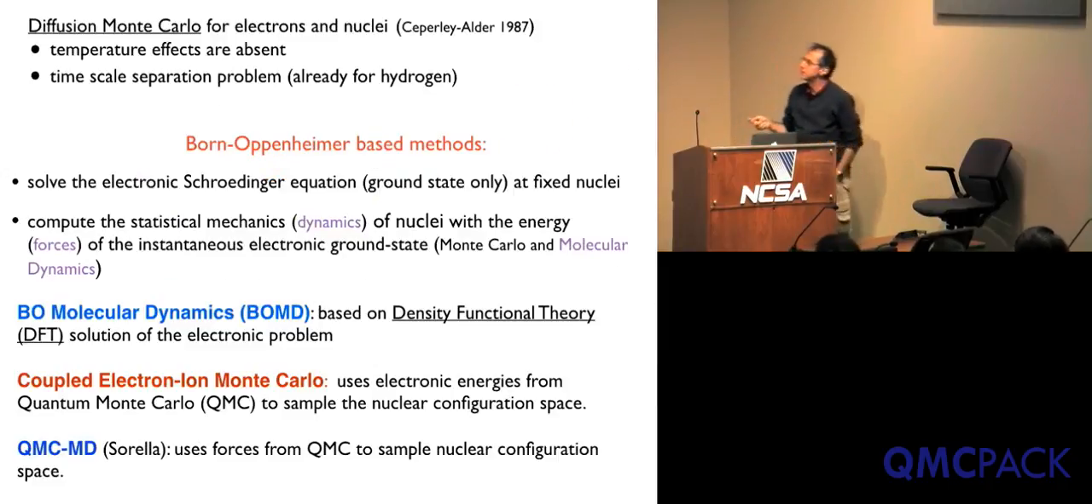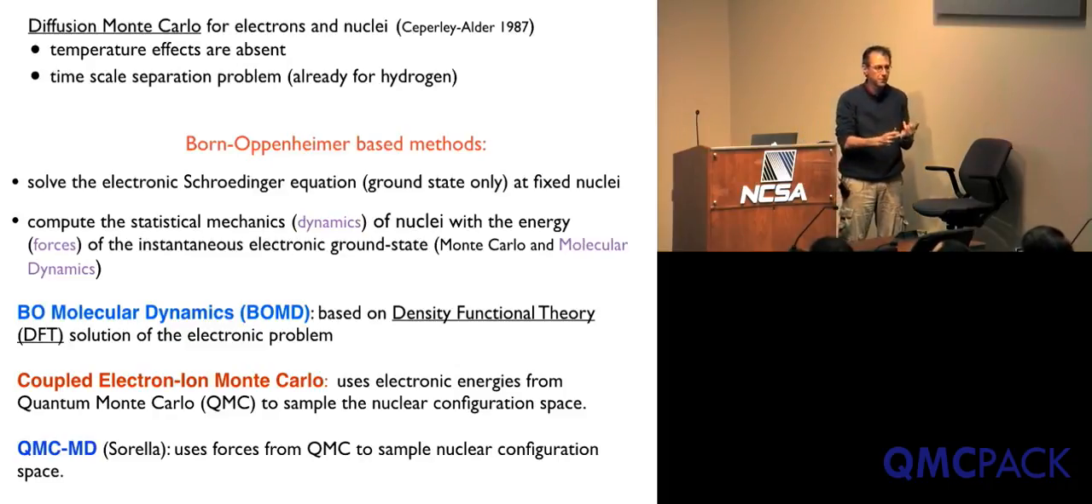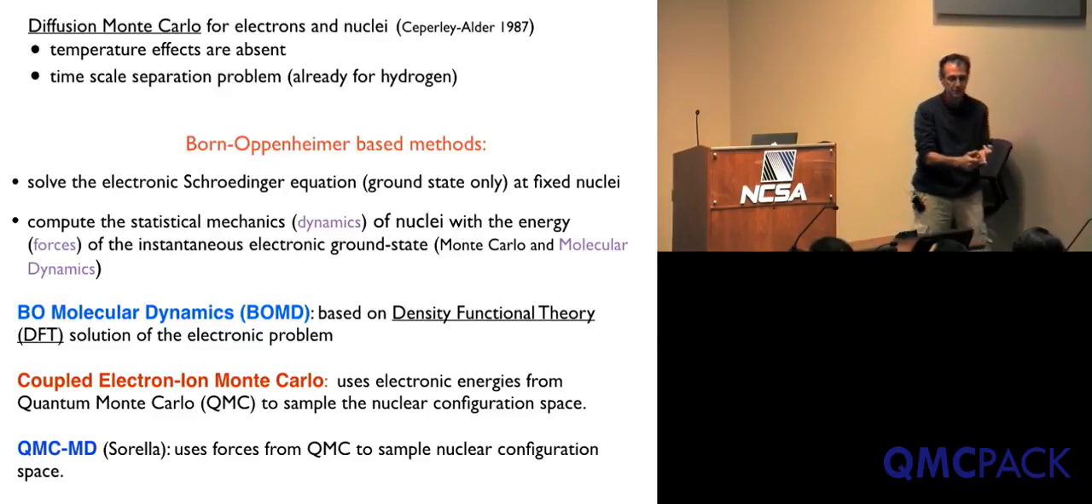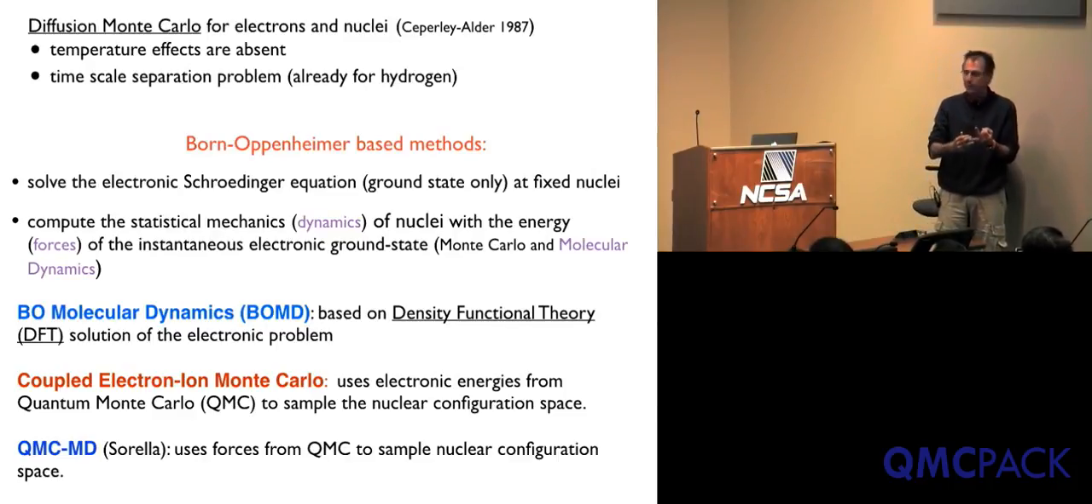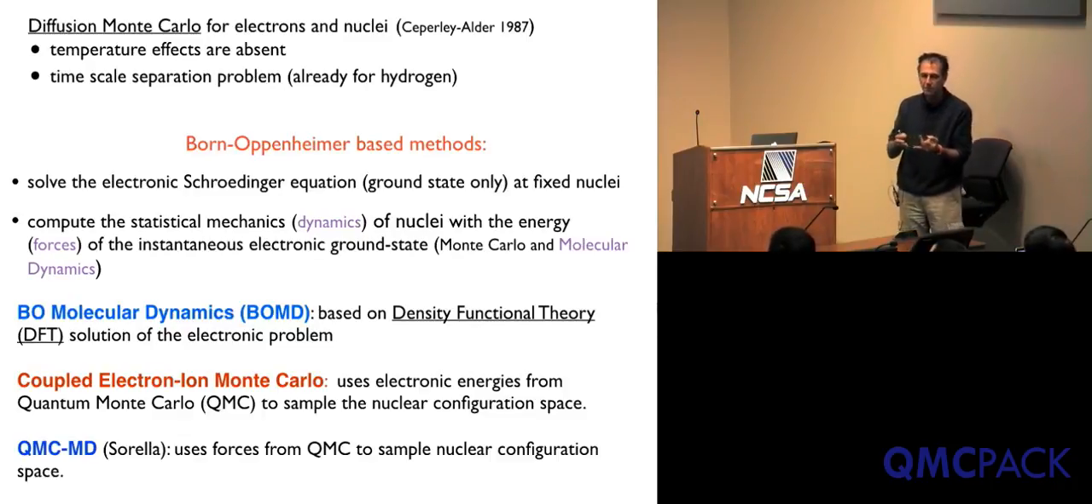The other method is, well, you will learn about diffusion Monte Carlo. So now you can do diffusion Monte Carlo for protons and electrons simultaneously. You have to have a trial wave function for the electrons, a trial wave function for protons, and then you run your DMC. But again, there is a separation. Well, the temperature effect is absent.